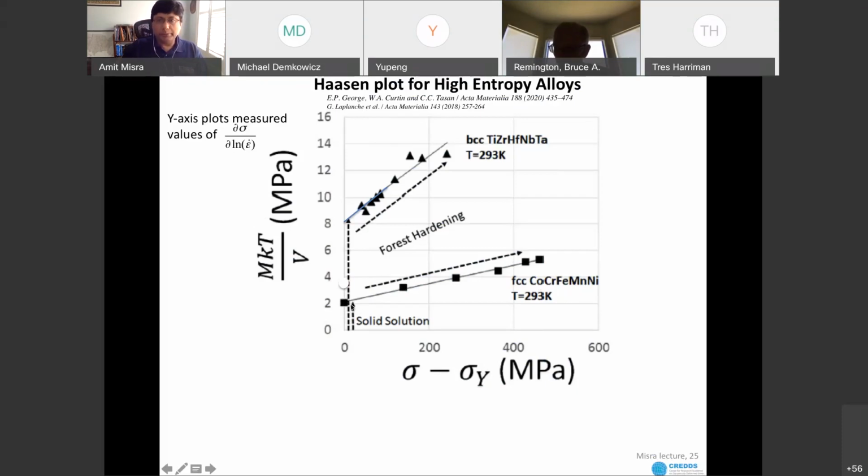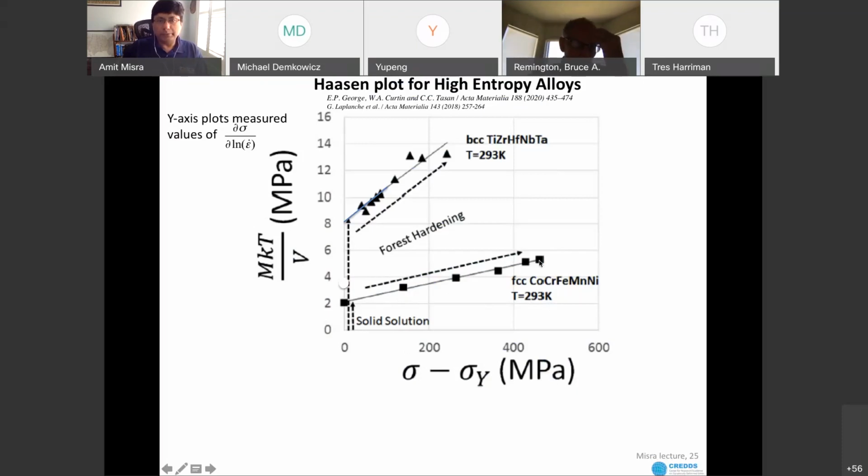As you continue to strain it at a constant temperature, so this is room temperature, the material will strain harden. As it strain hardens, you can then plot the increase in flow stress, which is flow stress at any given strain minus the initial yield stress, and you'll see that that increment is plotted here.